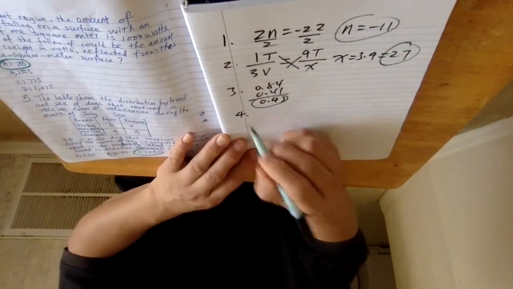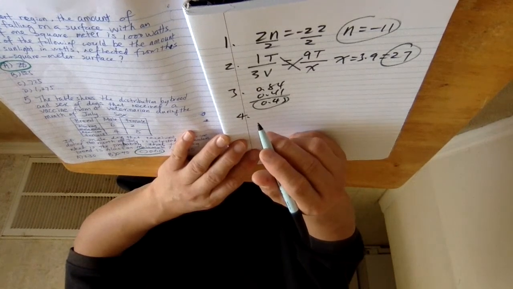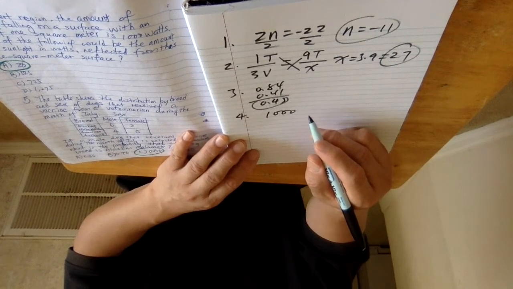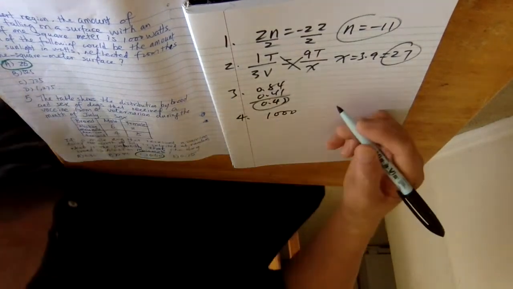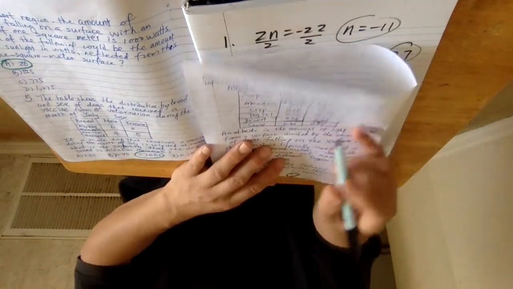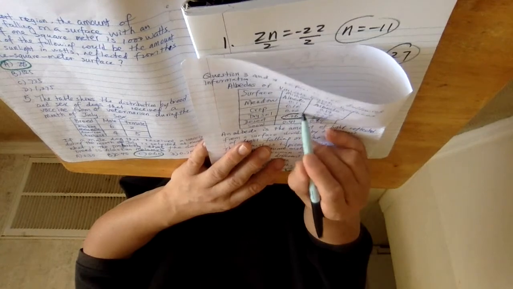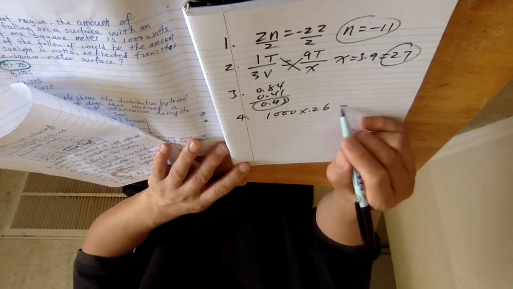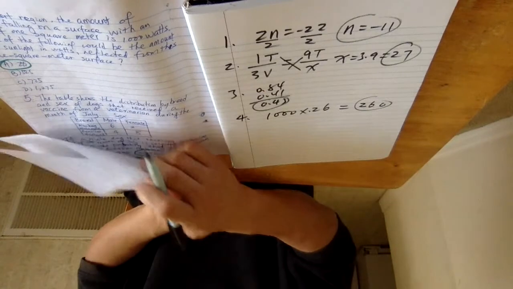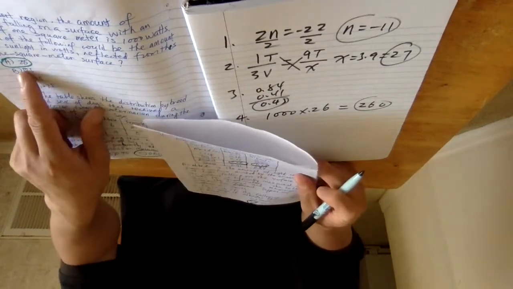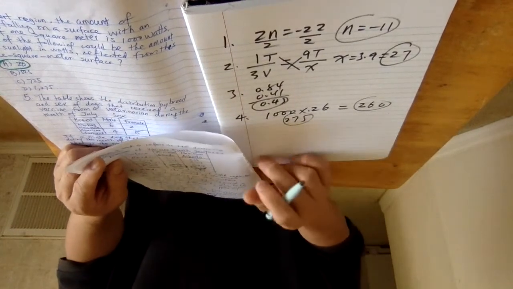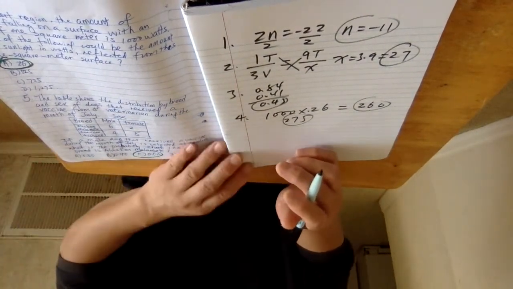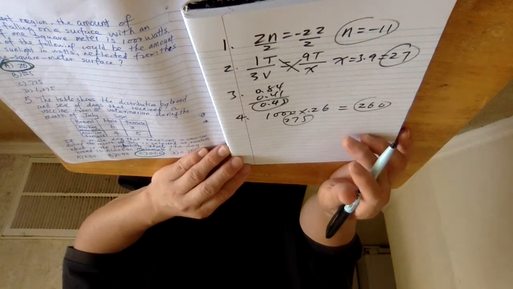Number 4: in a desert region, the amount of sunlight falling on a surface with an area of 1 square meter is 1000 watts. Which of the following could be the amount of sunlight reflected, in watts? Let's look at this table. Close to 27, we have 26 and 29, so 1000 times 0.26 equals 260. Now let's look at the desert. We're looking for 275, which is close and belongs to the range. So the answer will be A, 275.